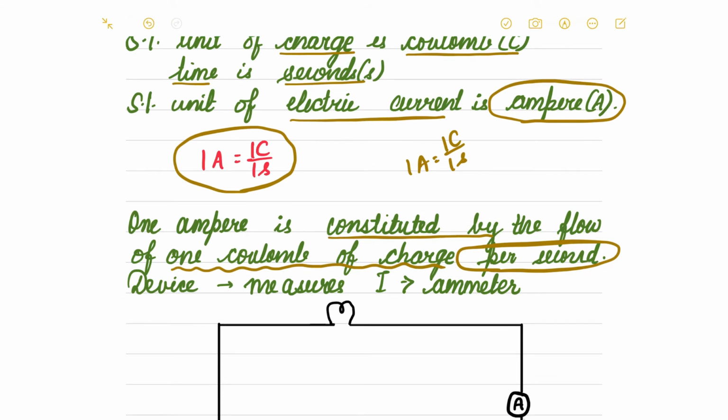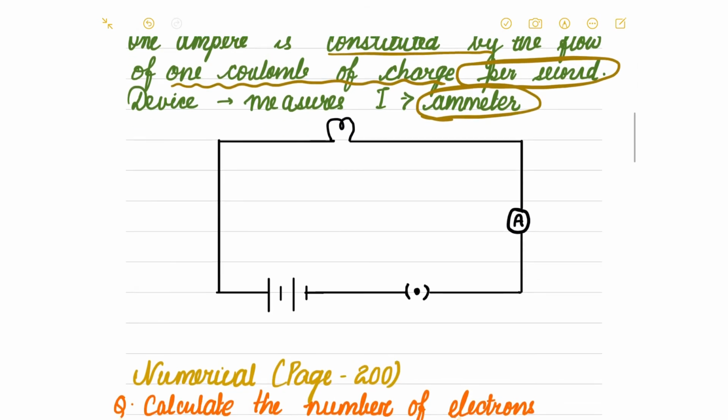And if these are the things, then there must be a device which is used to measure current, and the device is known as ammeter. Ampere, ammeter. Next, this is an electric circuit.